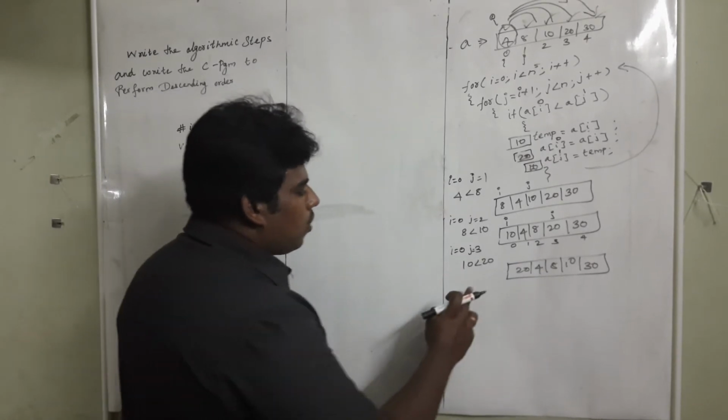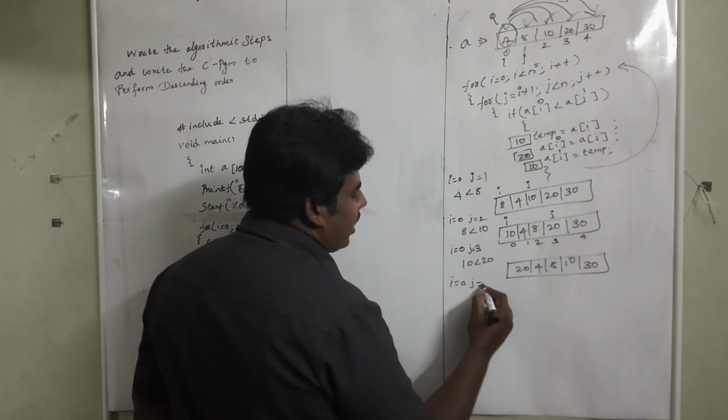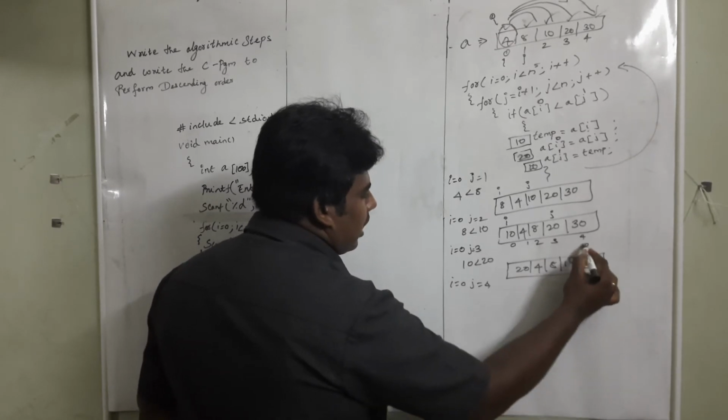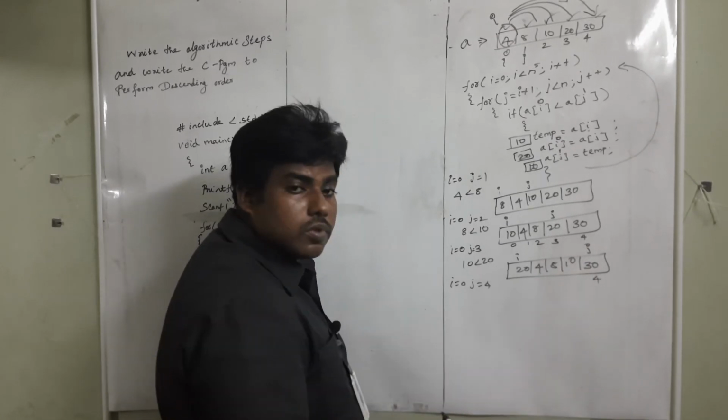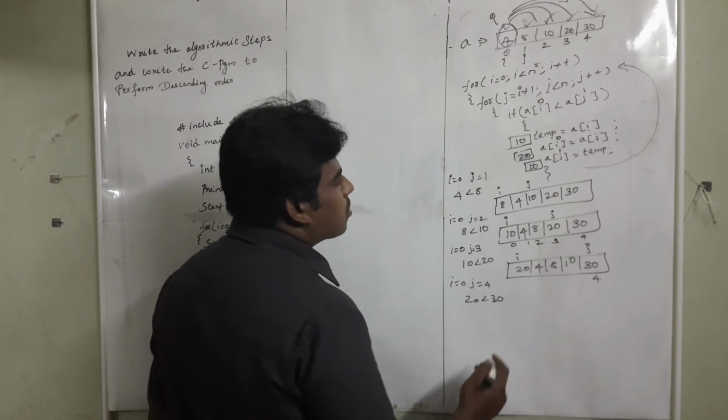Okay. Now again j plus plus. Now i equal to 0, j equal to 4. So what is in the fourth position? This is j, this is i. So what's the i value? 20 less than 30. Again condition is true.